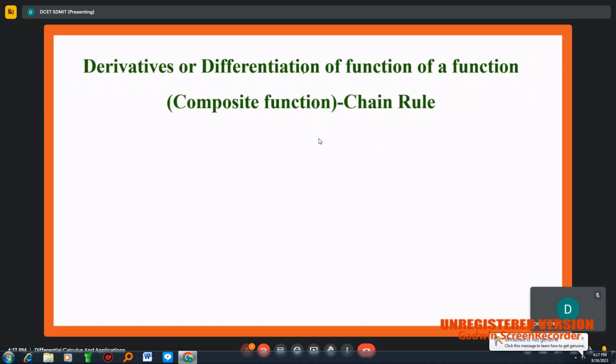Next topic is derivatives or differentiation of function of a function. Function of a function means composite function.